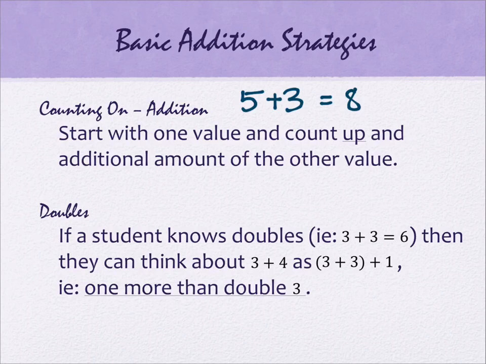So for example, if a child knows that 3 plus 3 is 6, that's one that they know, then they can use near doubles for 3 plus 4 to think about 3 plus 4 as 3 plus 3. I already know that one, and this is just one more. So they say 3 plus 4, and they go, well, 3 plus 3 is 6. So this is one more, so it's 7. Again, it doesn't work for all numbers, right? 3 plus 8 doesn't work if I know my near doubles. But if the numbers are close together, near doubles works very nicely.